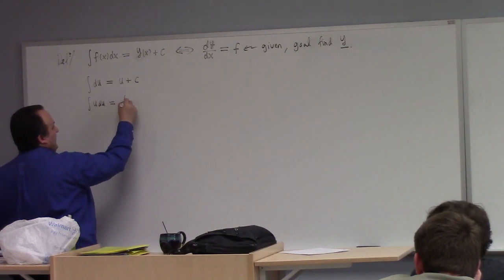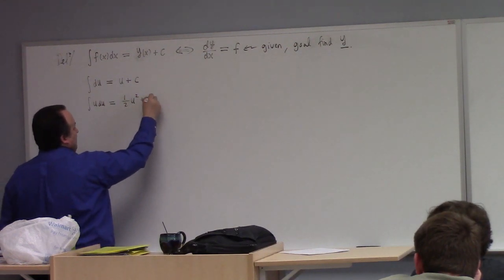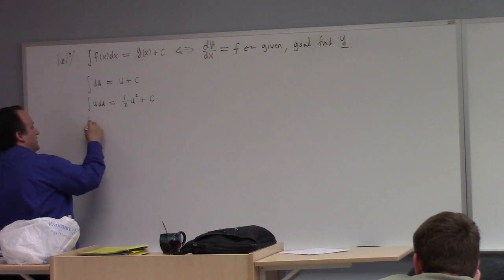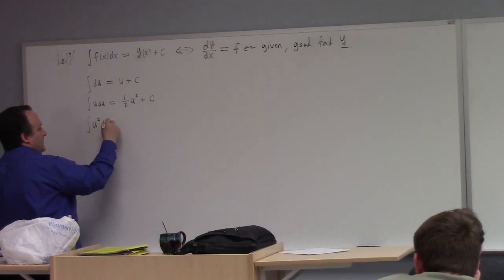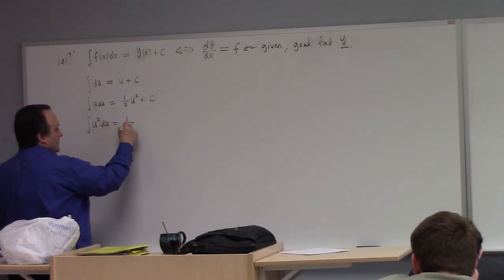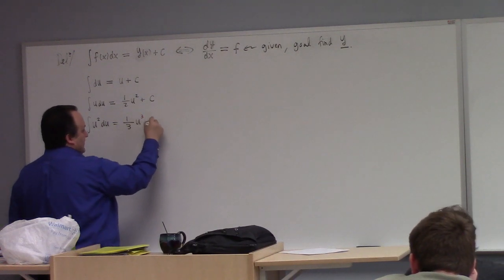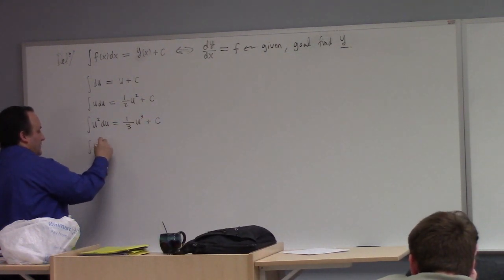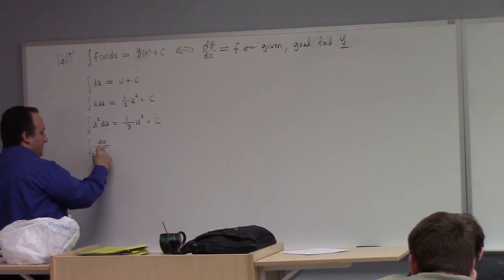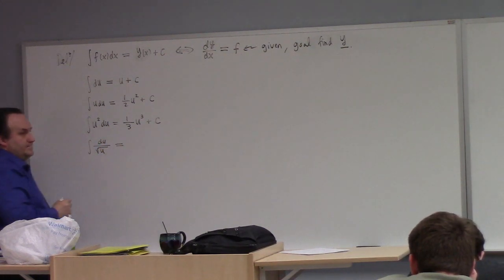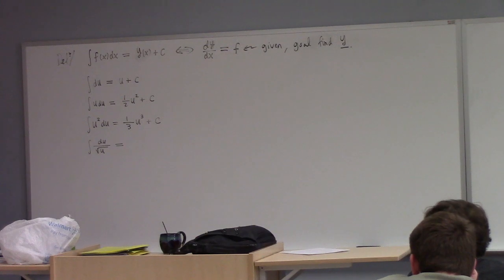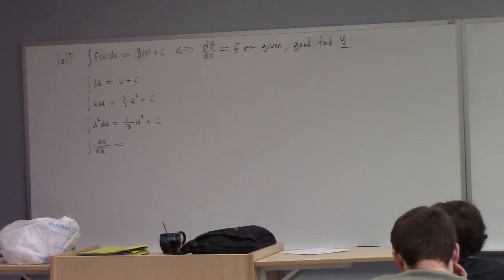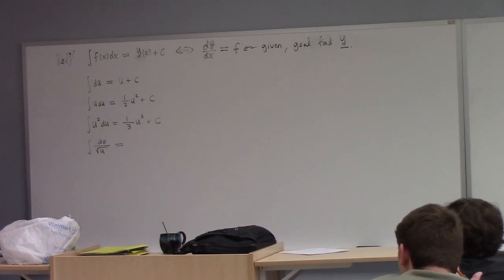What's the integral of u du? It is 1/2 u squared plus a constant. What's the integral of u squared du? It is 1/3 u cubed plus a constant. What's the integral of du over the square root of u? This one maybe you need to think about a little bit more, right? That's what? Think about this. We've got u to the minus 1/2.